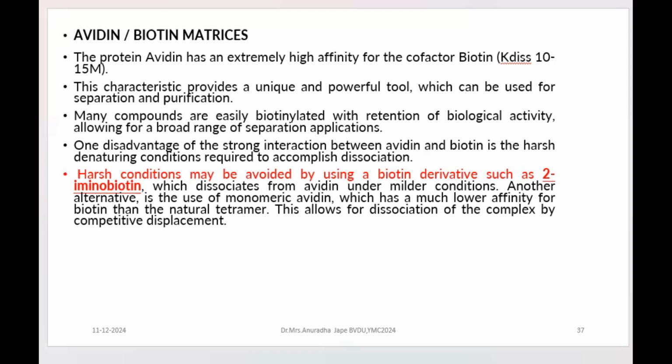react very strongly with each other. So once your analyte having avidin gets bound onto the column matrix, the column matrix contains biotin. So the column matrix biotin and the avidin of the analyte interact strongly, and then separating this pair is very difficult. So you have to apply very harsh conditions, and that may denature the protein of your interest, right? So it can deactivate your molecule of interest.